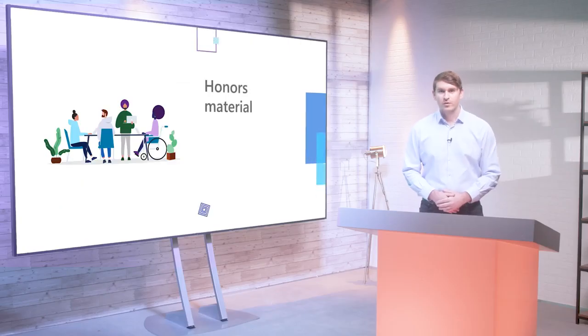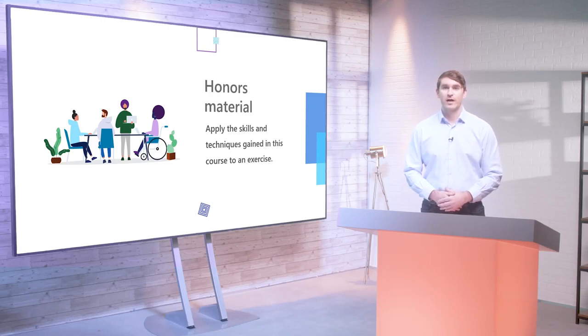In the next module, you'll have the opportunity to complete the honours material in the form of a graded peer review exercise. In this exercise, you'll have to draw upon the knowledge that you've gained throughout the previous modules and put it into practice by applying your PowerPoint skills to an assignment. Once you've submitted this exercise, other learners in the course can review your work and submit feedback. Likewise, you'll also need to provide feedback to other learners.